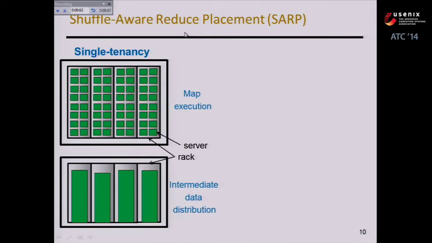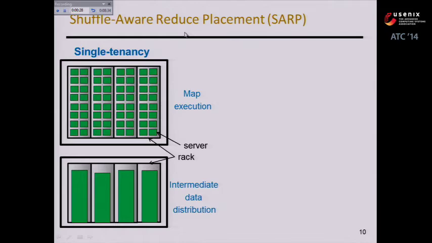For our second mechanism, shuffle-aware reduce placement, I would like to first go through how things work again in single tenancy, where there is one single job occupying the entire cluster, and then to achieve high concurrency, the task occupies all the nodes.